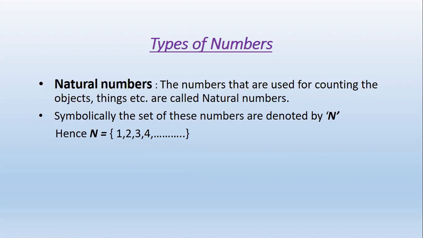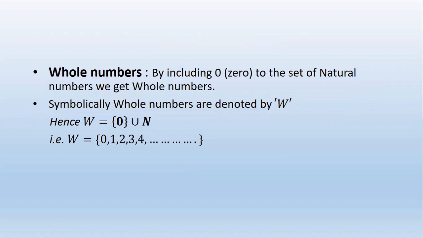Now, next, whole numbers. By including 0 in the set of natural numbers, we get the whole numbers. That is 0, 1, 2, 3, 4, and so on. These are all whole numbers. Hence, whole numbers W is equal to the singleton set {0} union the set of natural numbers N. That is, W is equal to 0, 1, 2, 3, 4, and so on.